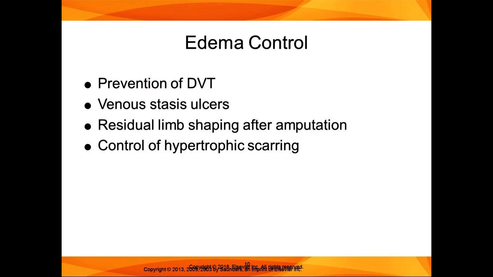One of the reasons why we want to control edema, especially after surgical procedures or when people have to be immobile, is to prevent deep vein thrombosis. We want to prevent venous stasis ulcers, where the ulcers develop from stasis of the blood in the venous system. We use it for residual limb shaping after amputation, so you can fit into a prosthesis, and we use it to control hypertrophic scarring, as in burns.